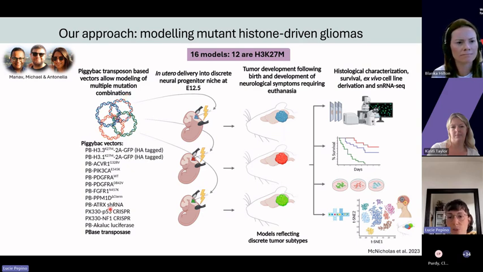And how did they manage to do that? It was really hard work, as you can imagine. They carefully designed different vectors, either piggyBac or CRISPR vectors, carrying different mutations. They chose the mutations based on what was most frequently seen in patients. And they delivered the combination of the different vectors into discrete neural progenitor niches using in utero electroporation. After that, the embryos were returned to the uterus of the mother. The pregnancy was carried through delivery, and then the mice developed and grew.